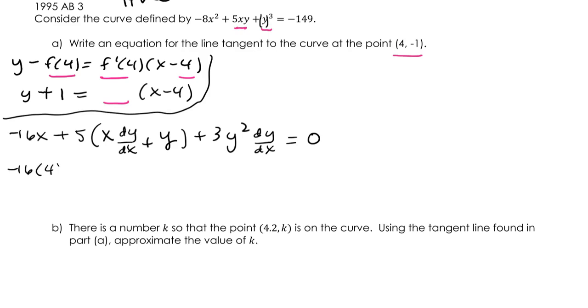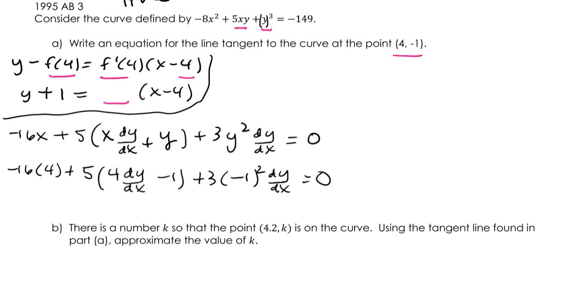So negative 16x is 4, plus 5, x is 4, dy/dx, y is 1, plus 3, y is negative 1, so negative 1 squared, dy/dx equals 0. Okay, now just go ahead and do the math. So we're going to get negative 64 plus 20 dy/dx. Don't forget we have this 5 we have to distribute, minus 5 plus 3 dy/dx equals 0.